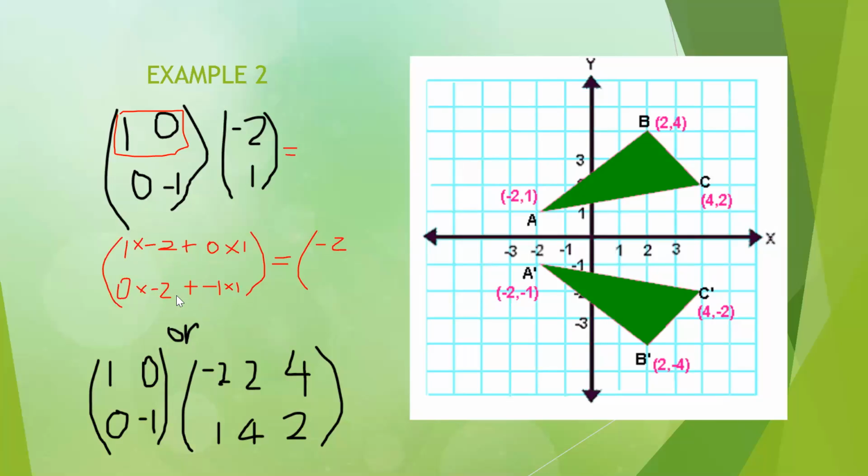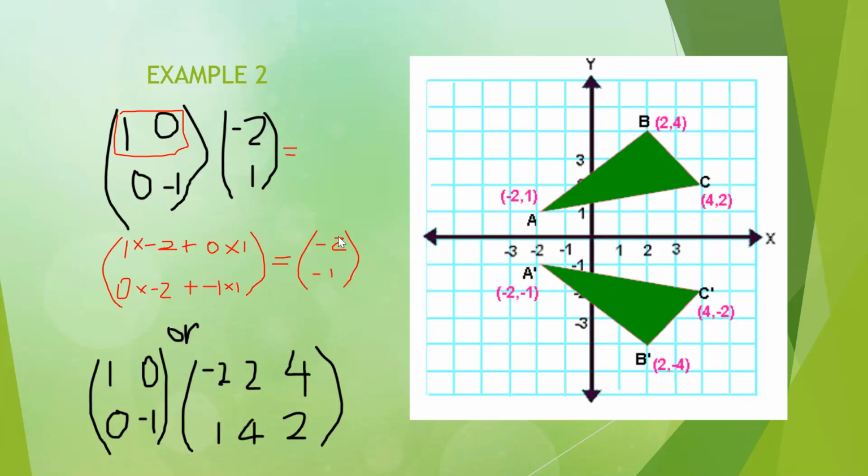And that's 0 plus -1, that's -1. Right. And can you see that we got the same answer that they had when they did it using the graph? Yes. -2, -1, right? So the matrix works.